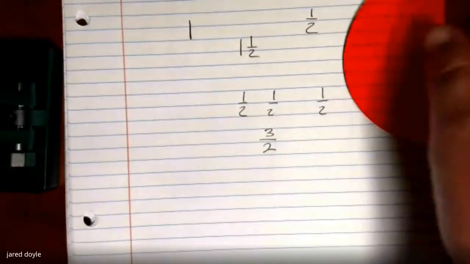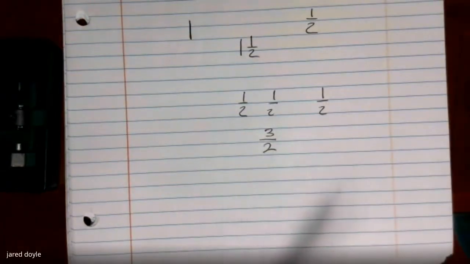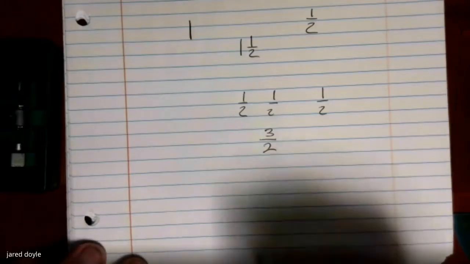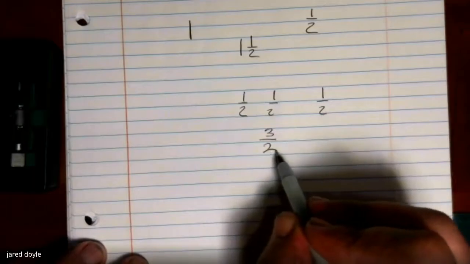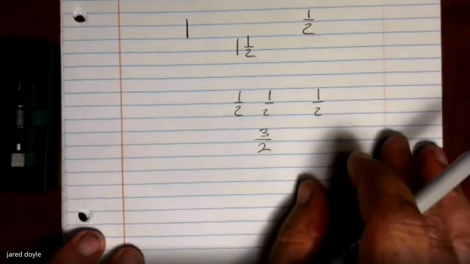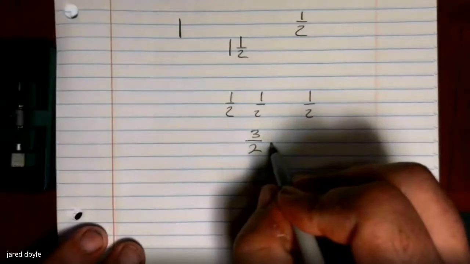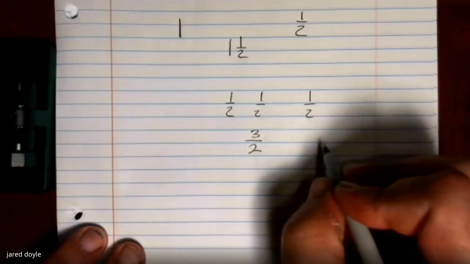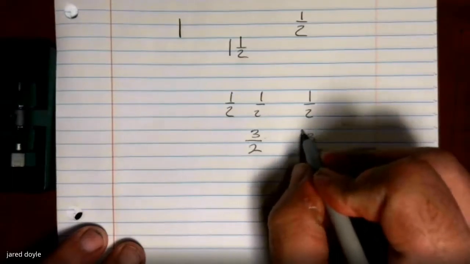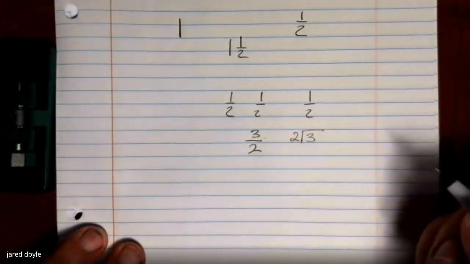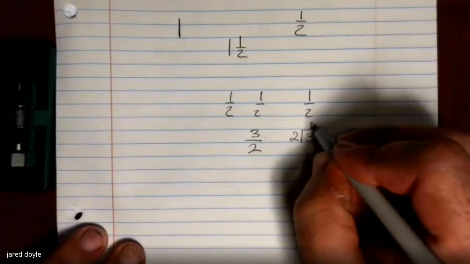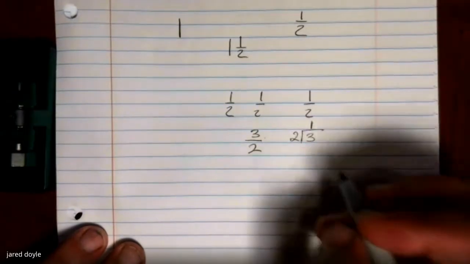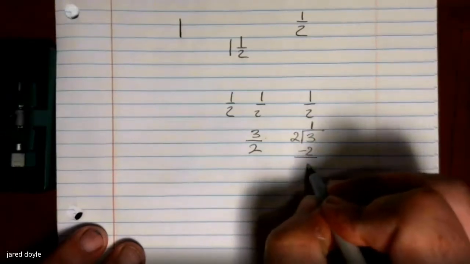Okay. Now you can convert back and forth between mixed numbers and improper fractions, and it's pretty simple to do. Let's go back to this 3/2. If you want to go back to 1.5, all you have to do to convert an improper fraction to a mixed number is divide the numerator by the denominator. So you'd say 3 divided by 2. And how many times does 2 go into 3? It goes into it 1 time. And then 1 times 2 is 2. Subtract those, and we have 1.